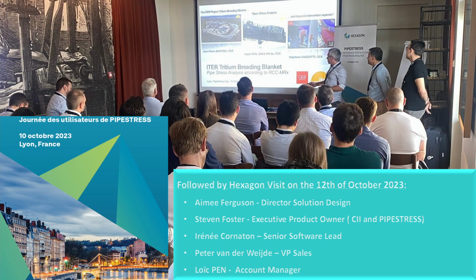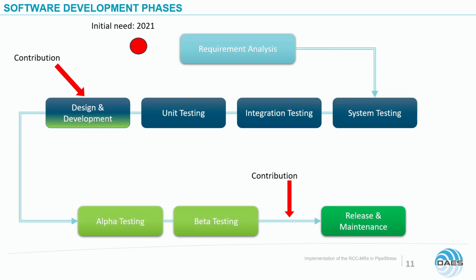All this collaboration, or cooperation, started back in 2023, because now we are talking about cooperation with HEXAGON. So I'm working for ITER, and I am a DAES employee. All this started in 2023, at the pipe stress days where we joined. It was specifically for specialists, but we met all the executive people of HEXAGON back then. You have the names of the people who were there. All these people, we kept contact with them, and we continued our collaboration, our contribution to developing the RCC-MRX for pipe stress.